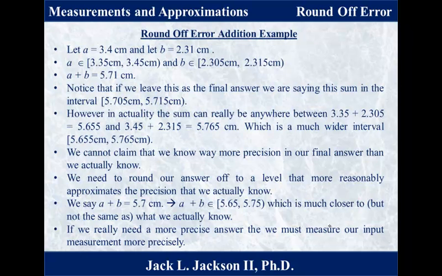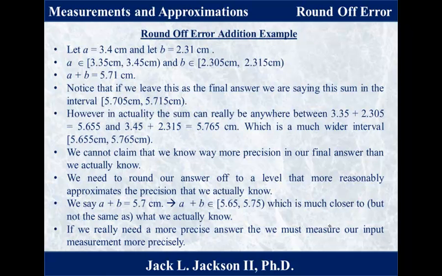Now, if we just write 5.71 centimeters as our final answer, then we're leaving the impression that we know this all the way down to the nearest hundredth of a centimeter. And so that would be 3 significant digits. At least we would be claiming we have 3 significant digits, and to the nearest hundredth of a centimeter. So that says that we're saying that the sum is in the interval from 5.705 centimeters to 5.715 centimeters.